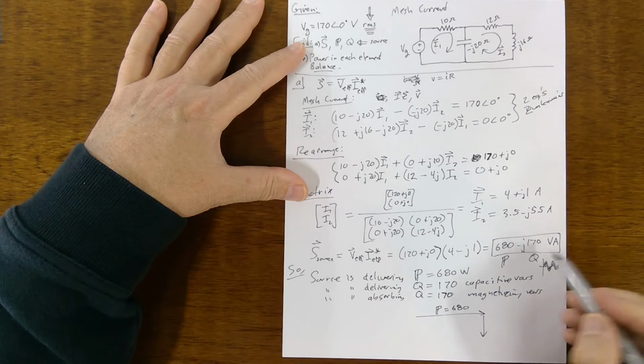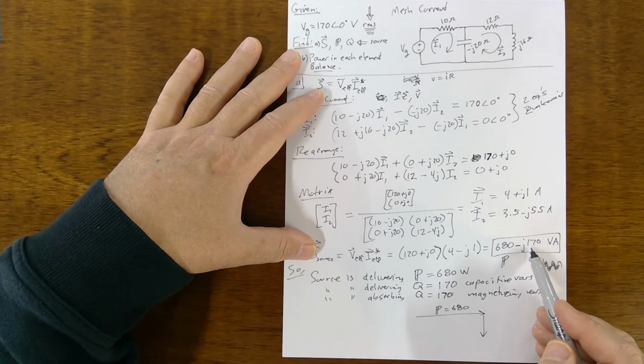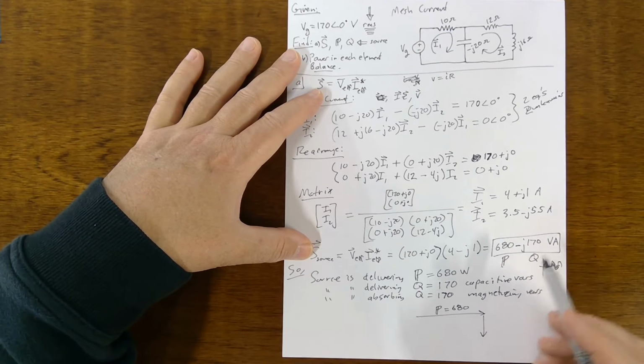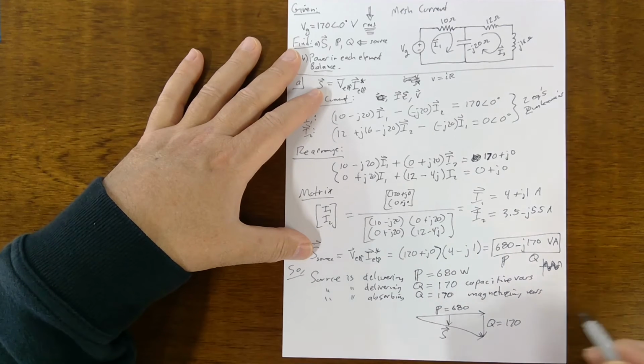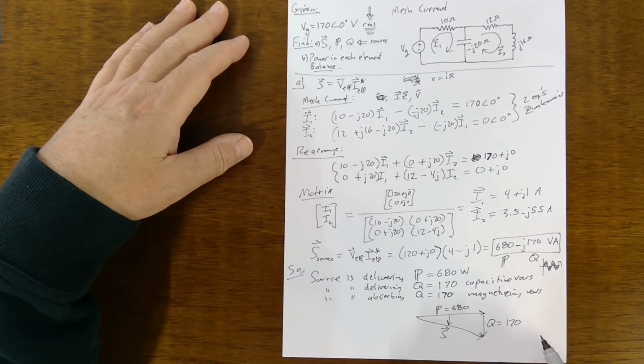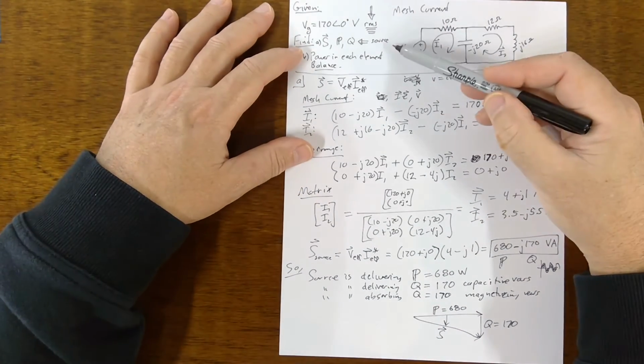So anyway, Q is negative. Just to line up this rectangular phasor with the phasor diagram. And this is Q, 170, negative 170. It's down. And there's an angle in here, which we didn't calculate, but we could if we wanted to. And then this is S on the hypotenuse. Okay. So that's what the source is doing.